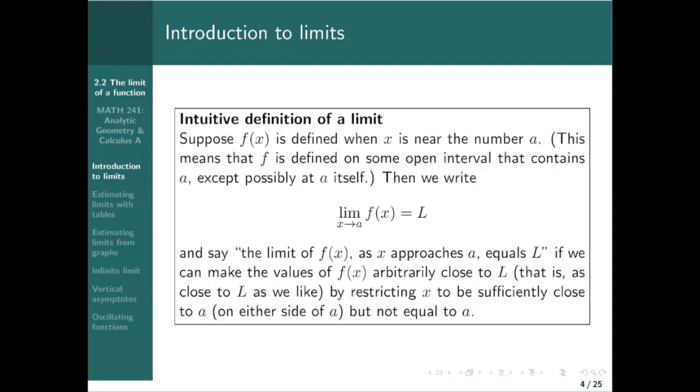Let's suppose that we have a function f of x that is defined when x is near the number a. What do we mean by that? It means that we are interested in an open interval that contains a, but maybe the function is not defined at a itself. So we write this expression, limit of f of x as x goes to a equals L, and we can read it like this, or we can say the limit of f of x as x approaches a equals L. Then this is going to be true if we can make the values of f of x arbitrarily close to L by restricting x to be sufficiently close to a.